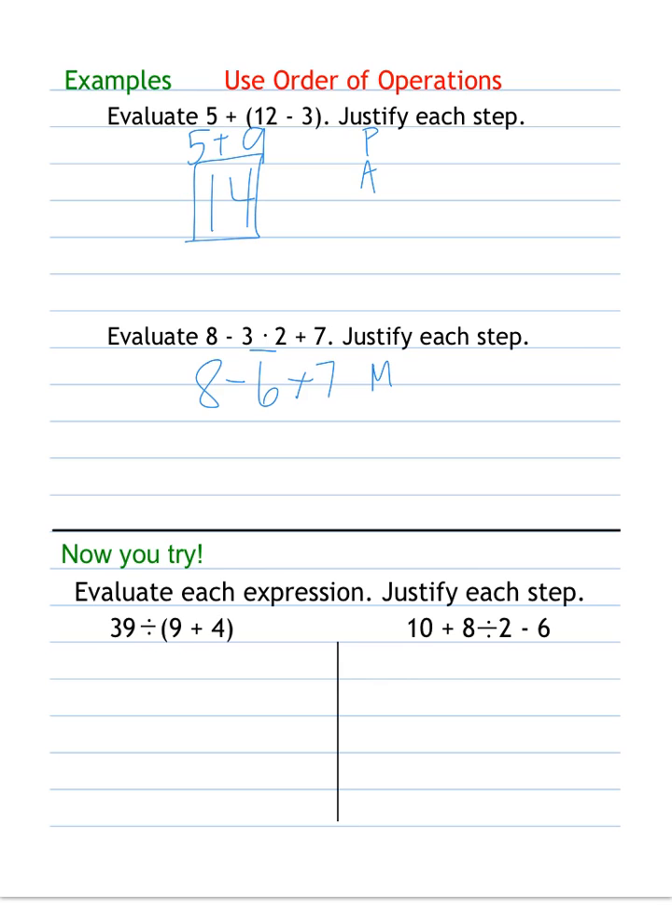Now our next step says addition or subtraction, and we do that from left to right. So we start with our farthest to the left, which is our 8 minus 6. Well, 8 minus 6 is 2. 2 plus 7 is 9. So we have a final answer of 9. Again, all we are doing is following that order of operations for our PEMDAS.